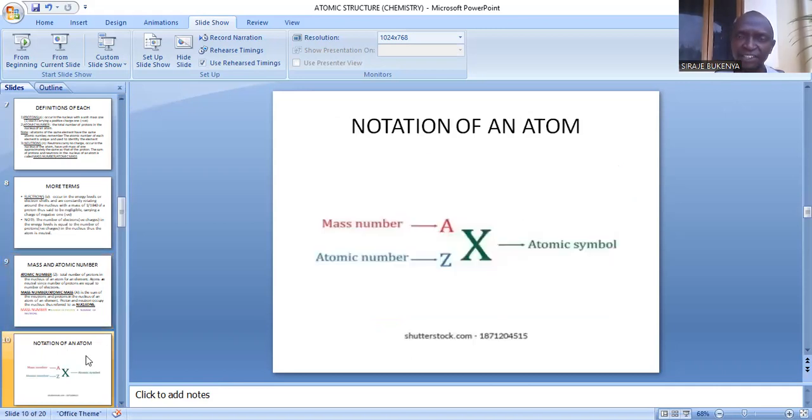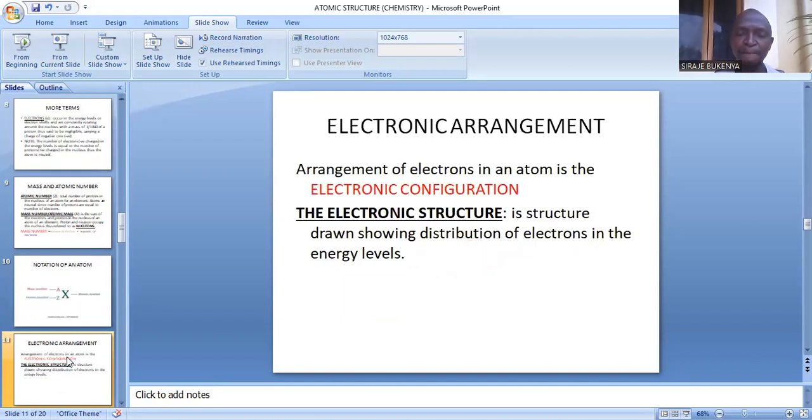You can always have the notation or the denotation as the X, or you can give it a letter, to symbolize the atomic symbol. And then above here, you can put the mass number, and below, you're always having the atomic number. So that you can use that symbol to illustrate mass number and the proton number or atomic number.